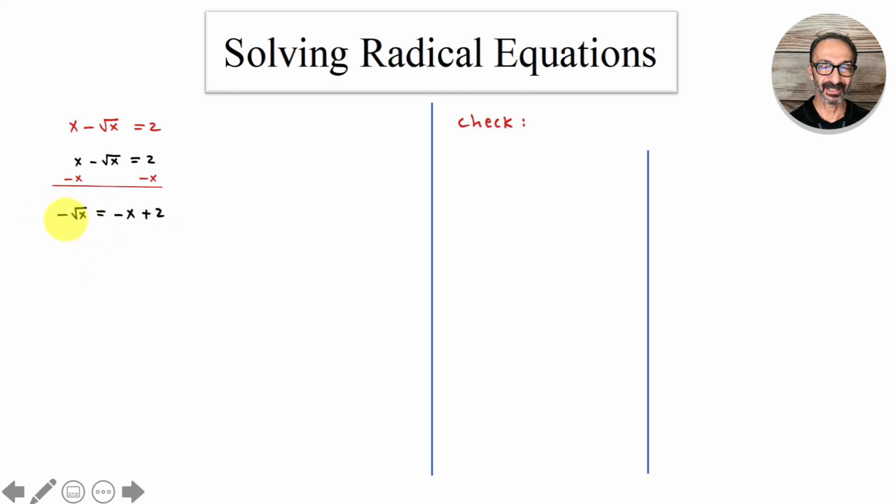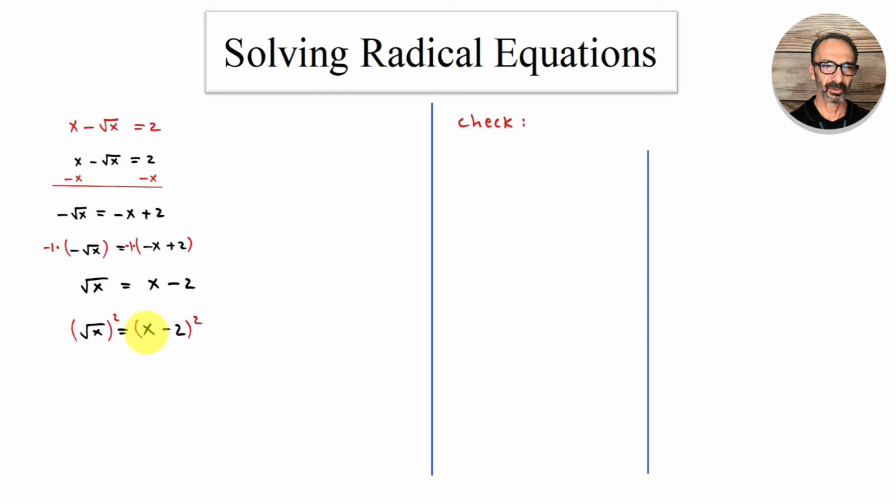I could multiply by -1, so I could make it positive, and this also becomes positive. Let's do that. So I do have a positive square root equals positive x minus 2 now. Let's square both sides. Left side, the square root and the square cancel. Right side, you need to multiply x minus 2 times x minus 2 using the FOIL method or distributive property or the rectangular method. So I end up with x squared minus 4x plus 4.